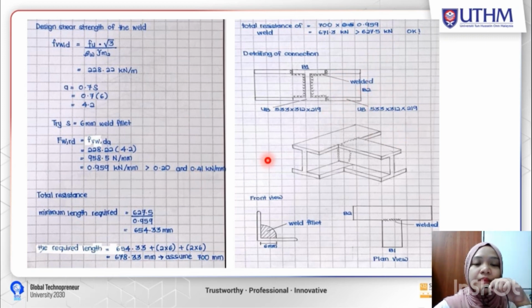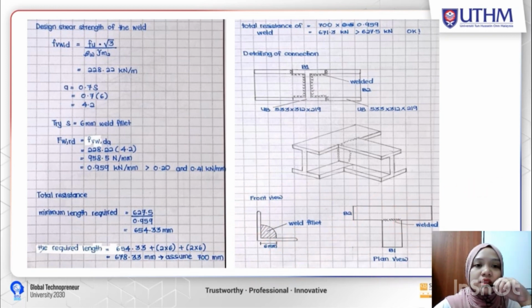Therefore, it is okay. And for the detailing of the connection, this would be the detailing. The welded length would be over here, along the I section beam here, and also here. Okay. And this is the front view of the weld fillet, and this is the plan view.